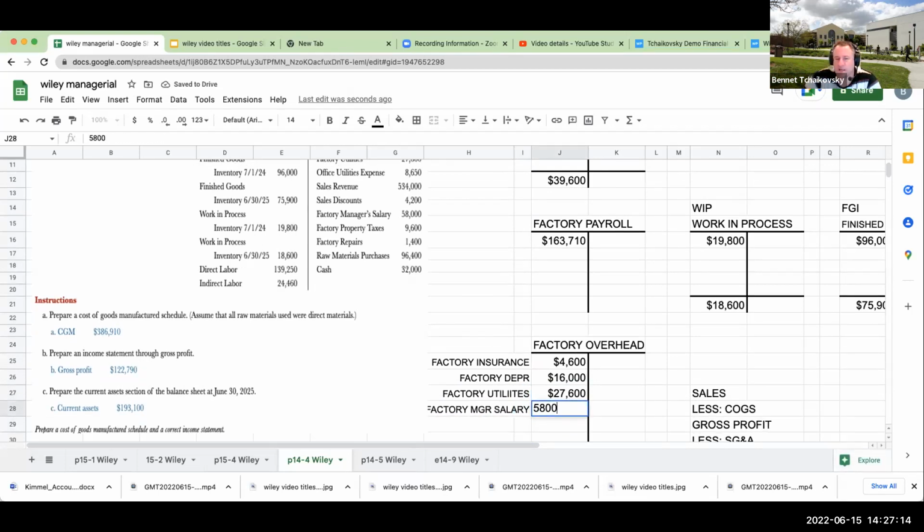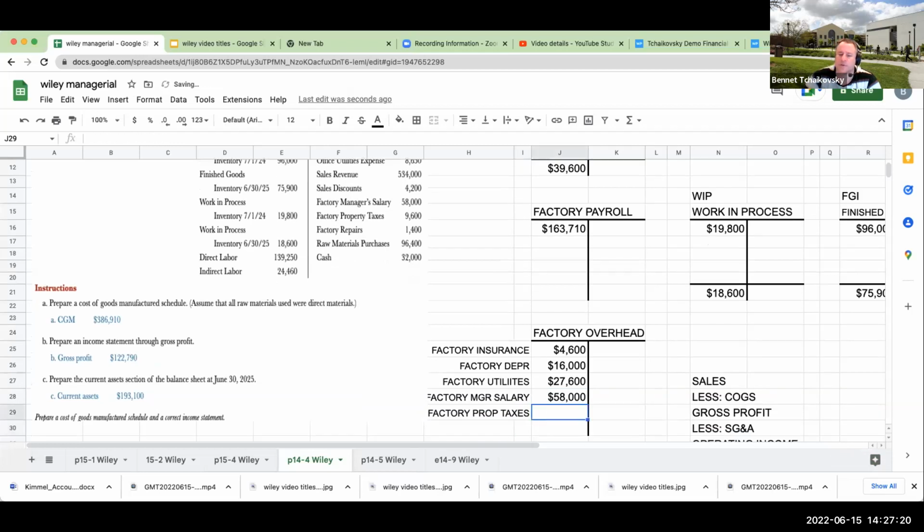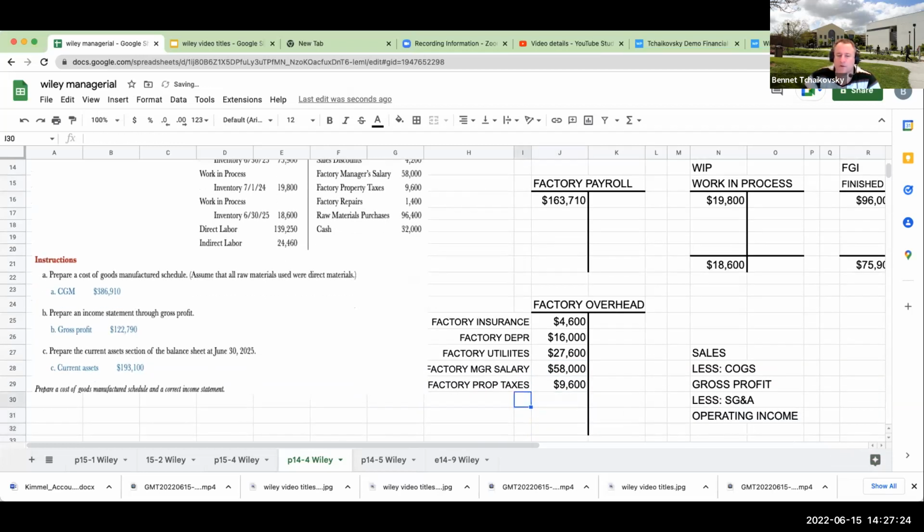Okay, this is going to be 58,000. Factory property taxes. This is going to be 9,600. We're going to have factory repairs. Factory repairs are going to be 96,400. And then we have cash, right? So cash is not going to show, excuse me. Factory repairs are going to be 1,400.